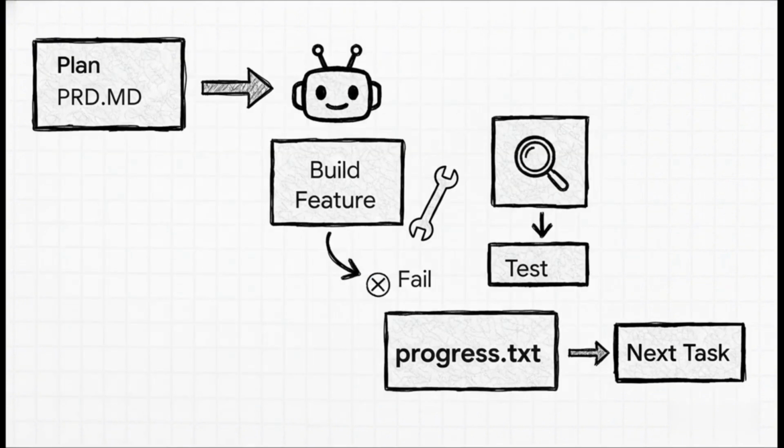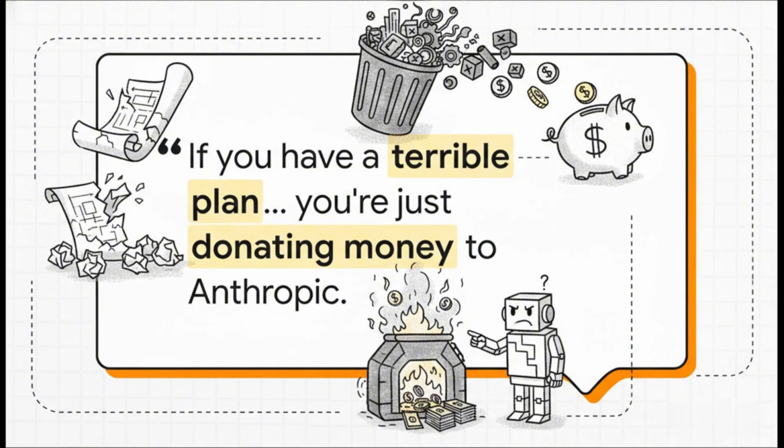Now, the absolute genius of this system is the self-correction part. See, it doesn't just write code, it writes a test for the code to see if it actually works. If that test fails, it goes back, reworks the feature, and tries again. It ensures you get a working product, not just a pile of code. But, and this is a huge but, the power of this automation is completely 100% dependent on the quality of your plan. If you feed it a terrible plan, you're just automating the creation of junk. You're basically just setting a pile of money on fire and donating it to Anthropic for no good reason.